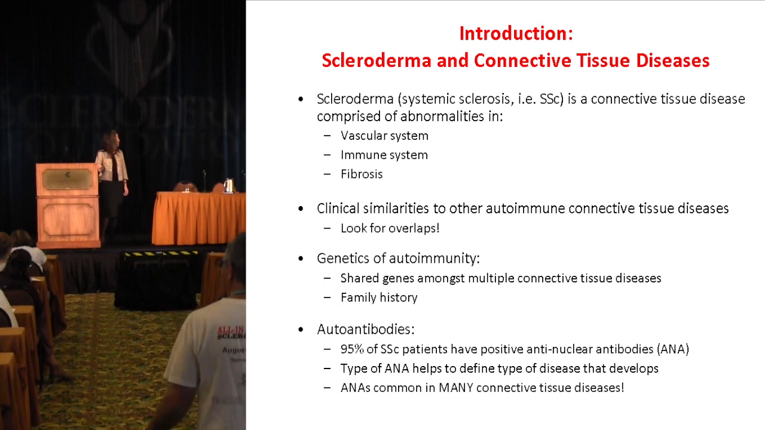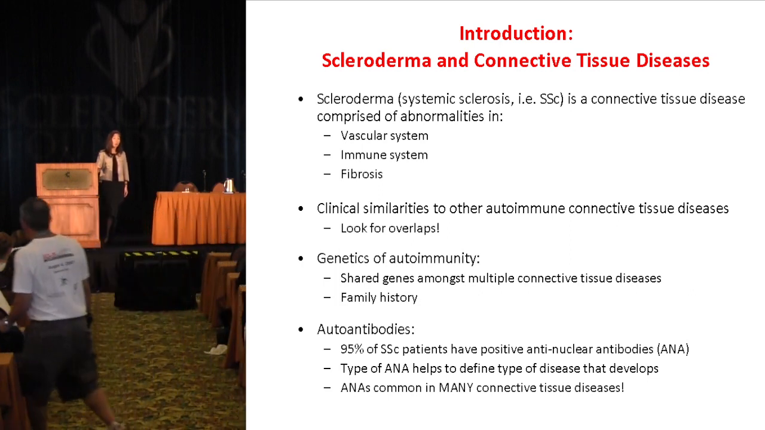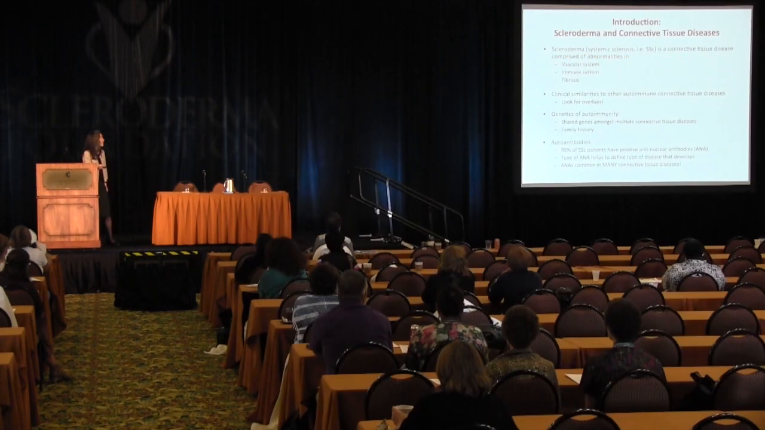And finally, we're going to spend a little bit of time talking about autoantibodies because I think these are important clues to disease pathogenesis. An autoantibody in this case is an anti-nuclear antibody, of which 95% of patients that have systemic sclerosis will have a positive ANA. The type of the ANA that develops helps to define what type of disease develops. And it's commonly found in many connective tissue diseases. So we're going to spend a little bit of time talking about that today.